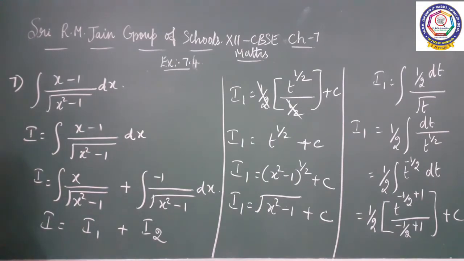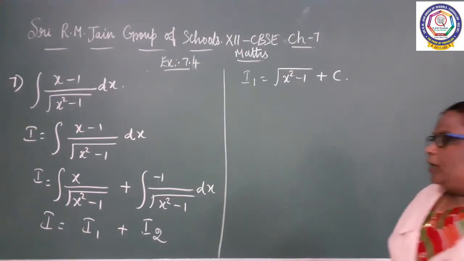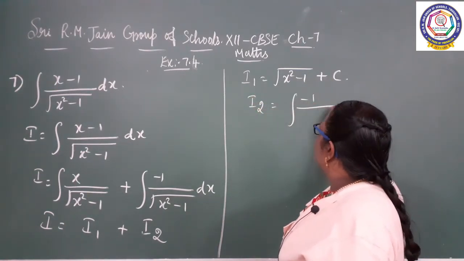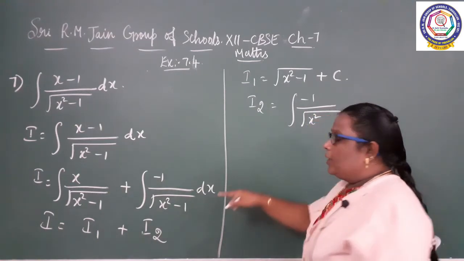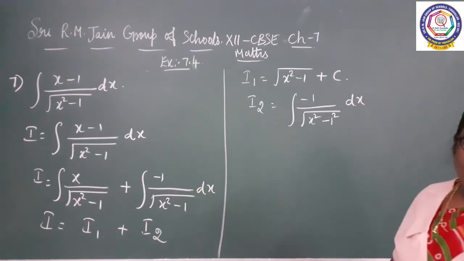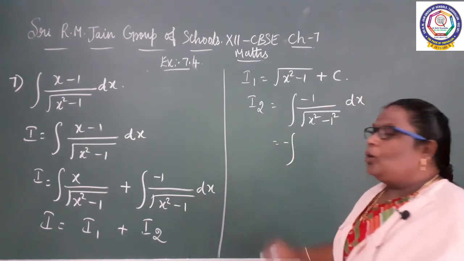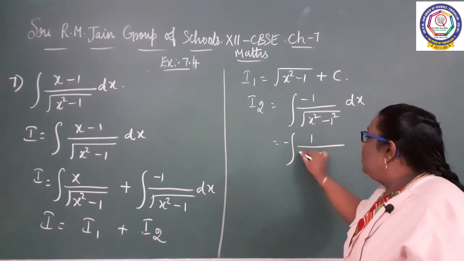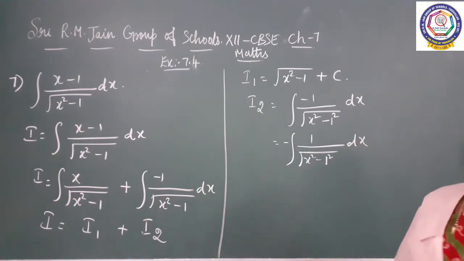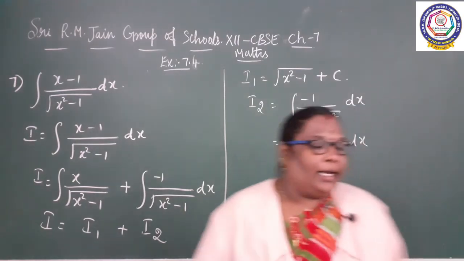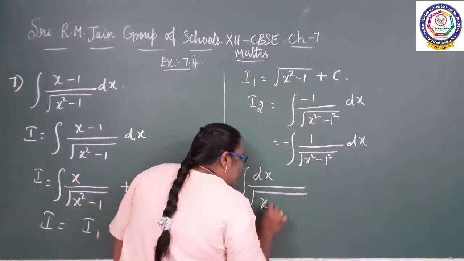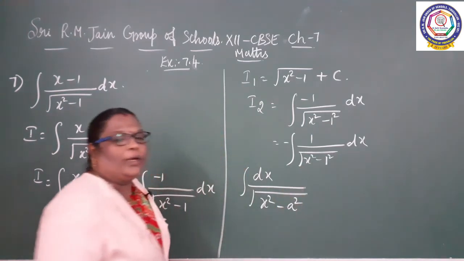Now you move on to I2. See what is the value of I2? I2 equals the integral of minus 1 by root of x square minus 1 square into dx. So you can take the minus out. What is the remaining thing? 1 by root of x square minus 1 square into dx. So what is the formula for that? You should be thorough with all the formulas, then you can start the sum.